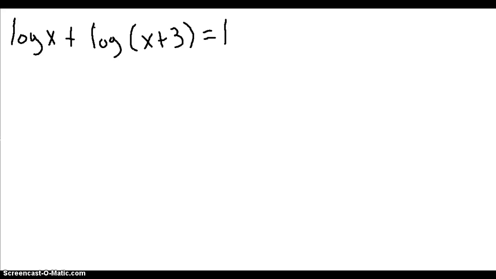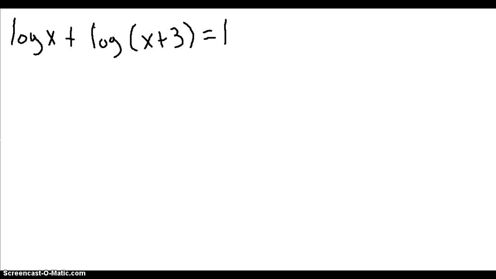So I want to walk you through the previous example when we solved log of x, and it's log base 10, of course. Log of x plus log of x plus 3 equals 1. Well, the first thing we need to do is, we notice that on the left side of the equation there's two separate logarithm expressions. We need to condense that down to one.